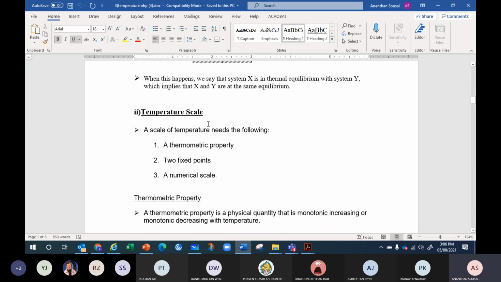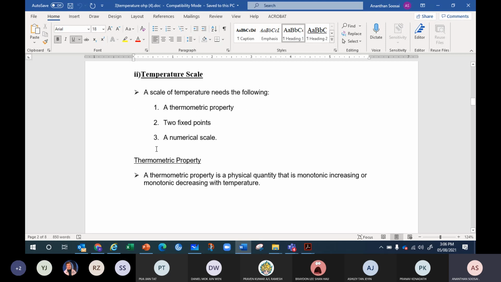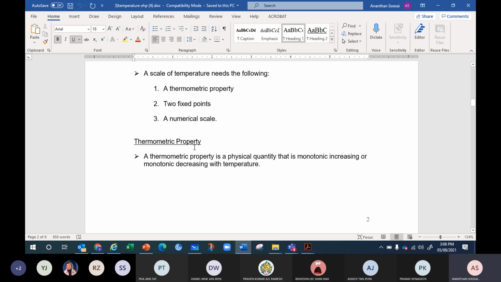So first we talked about thermal equilibrium. Then we talked about the temperature scale. We need to get the thermometric property that varies monotonically with temperature to be identified and used. Two fixed points, the melting point of ice and the boiling point of water, are used. The numerical scale will be developed. The thermometric property to be used must be a physical quantity that varies monotonically, monotonic increasing or monotonic decreasing, with temperature.